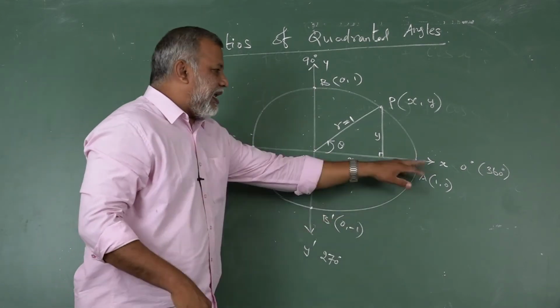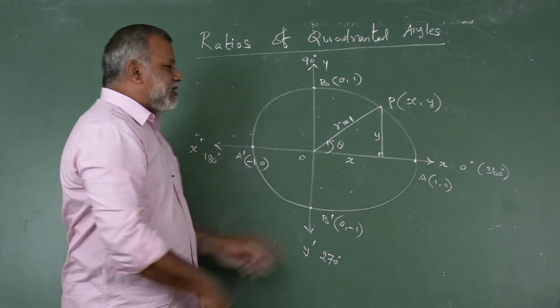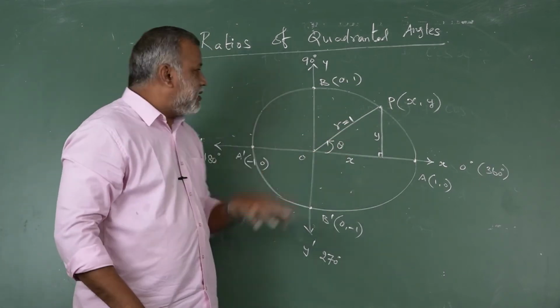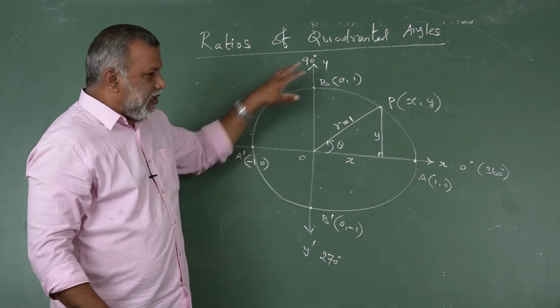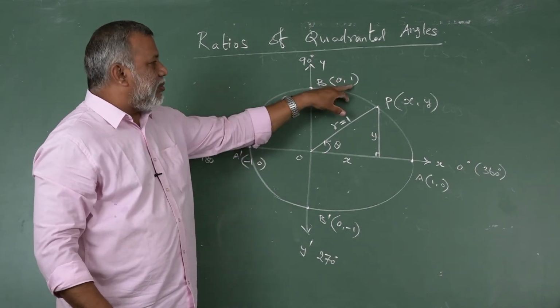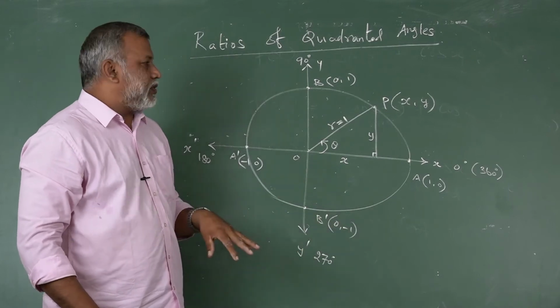Consider these 4 points A and A dash. It lies on x axis: 1 comma 0, here minus 1 comma 0. Radius is 1 unit. Here see B and B dash. That is also radius 1 unit because it lies on y axis. Here 0 comma 1, here 0 comma minus 1.